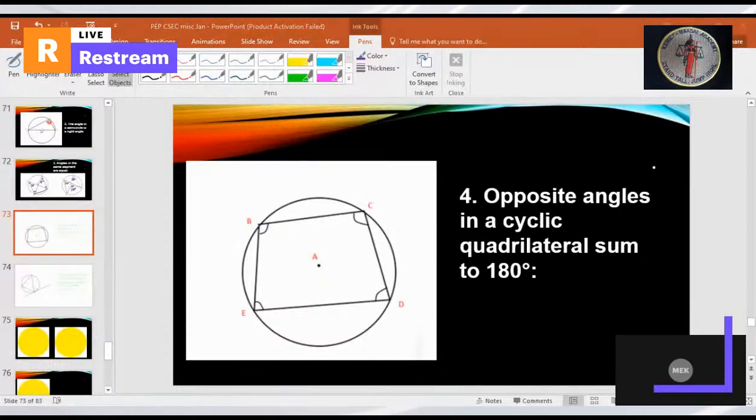The fourth theorem, angles in a quadrilateral sum 360 degrees. Okay, so opposite angles. Opposite angles in a cyclic quadrilateral add up to 180 degrees.